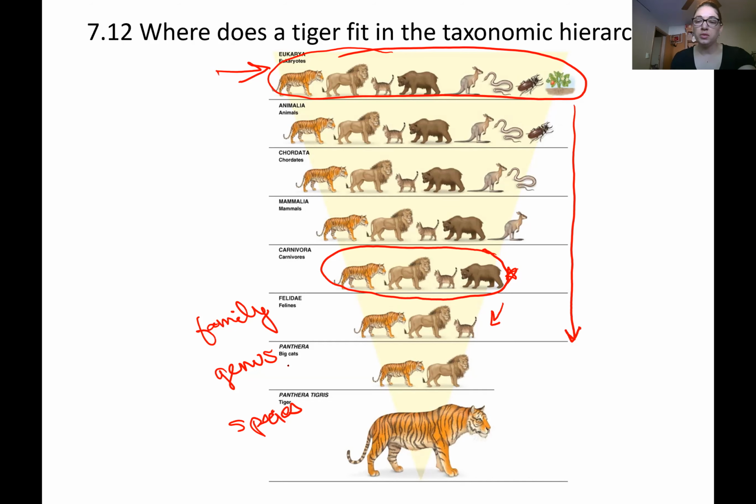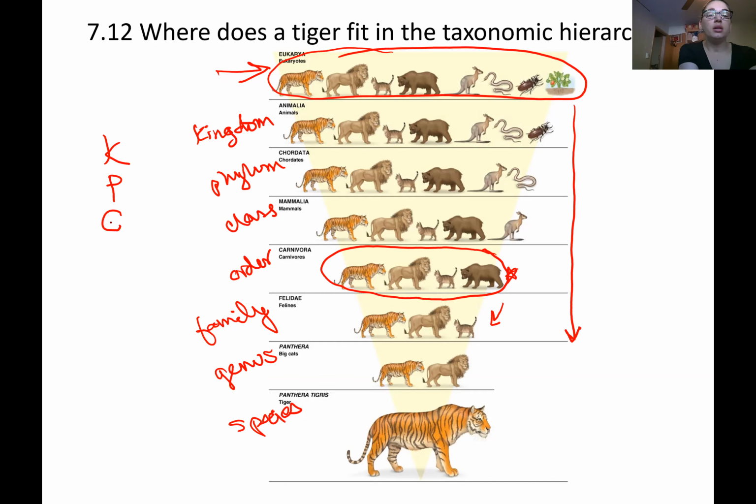So I'm going to finish writing those out right now and give you a mnemonic to help remember. So here is the kingdom, phylum, class, and then order. So kingdom, phylum, class, order, family, genus, species. And a mnemonic that I learned in college was, if we take K, P, C, O, F, G, S.